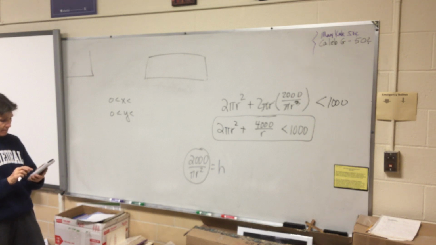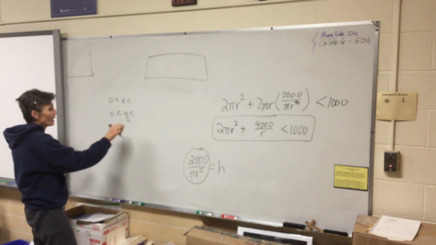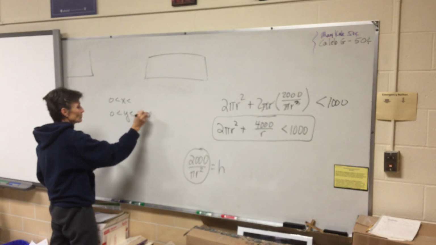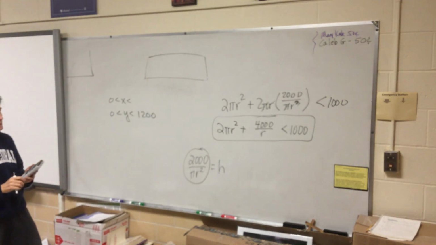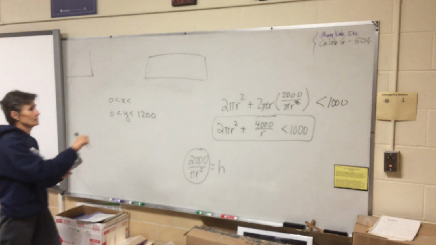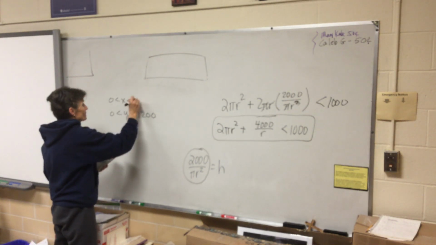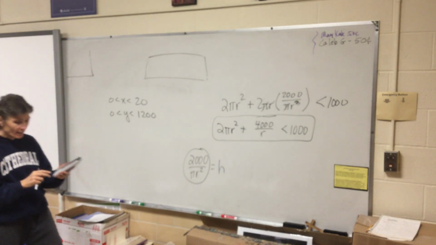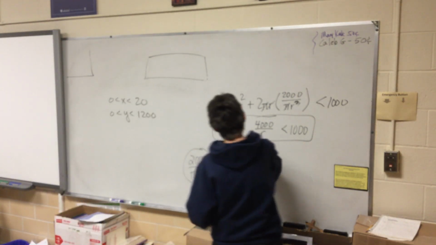Let's see. I know for y I'm going to need to be bigger than 1,000, so I'll go 1,200. And then for x, I have no idea. I'm going to start with 20. Now, I may end up changing that. I'm not worried about it. I do it all the time.